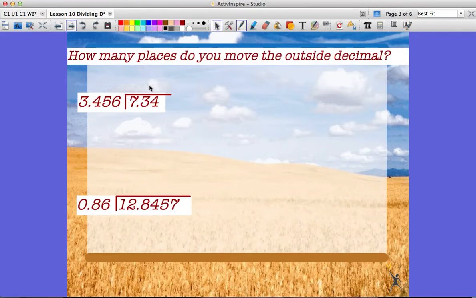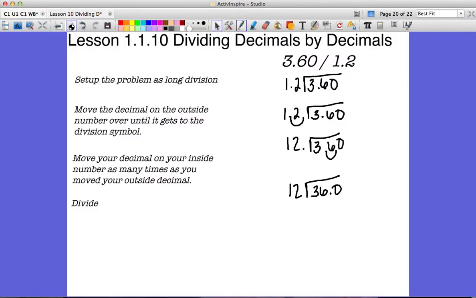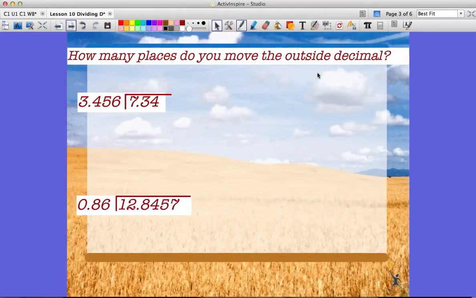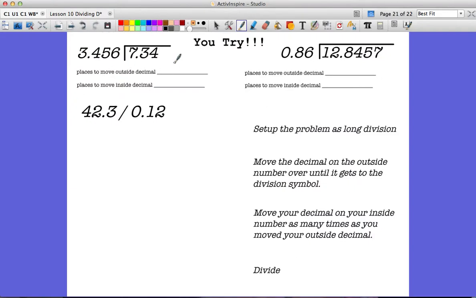Okay, so let's practice this. If you go to this next page in your notes, you'll notice you have this, and we're going to practice how many times we move the decimal. So for the first one, how many places do you have to move the outside decimal? If you answered 3, you were correct. So we have to move it 3 places.